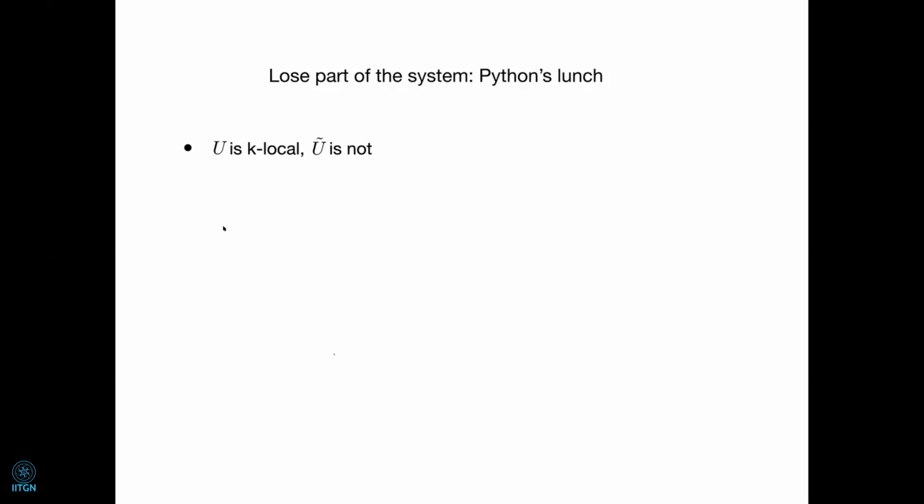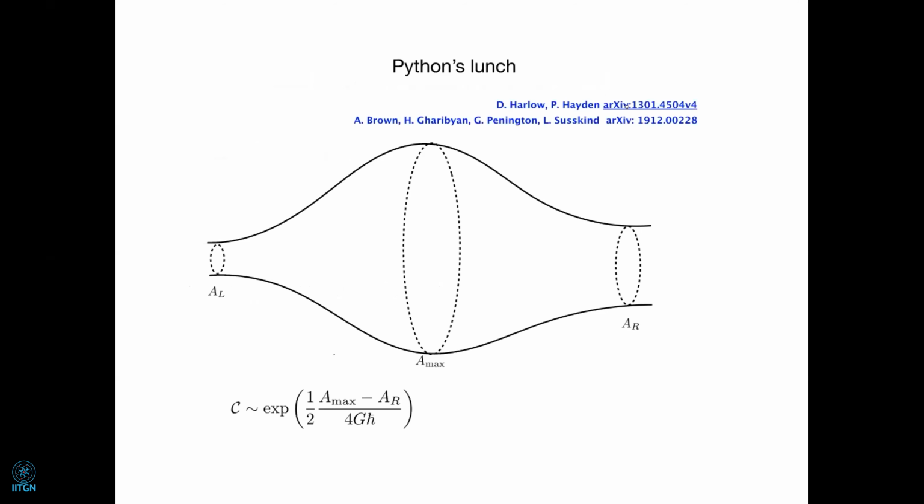But once we write down the Petz map as U total, W, U total dagger, that U total may not be k-local. That U total is constructed out of U, but it may not be k-local. Because it may not be k-local, as a unitary operator there is a chance that it will have high complexity. And this is essentially what the Python's lunch discussed. So let me very briefly review the Python's lunch. It's from a paper by a group of people from the end of last year, and it's also based on some earlier work in 2013.